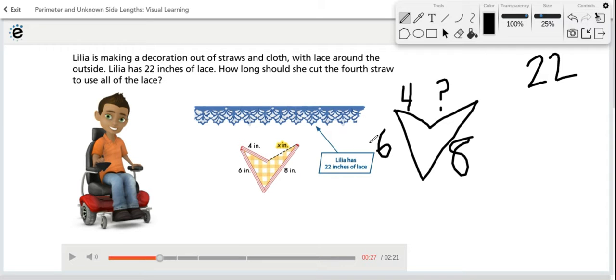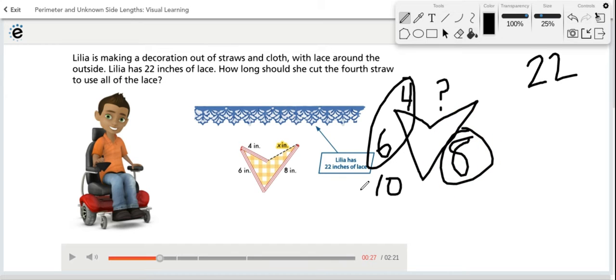So we have 6 and 4, which is 10. So I'm going to circle those 2. Go ahead and do that on your paper as well. And then I'm going to write down 10. 10 inches towards my perimeter so far. And then we have 8 left. So I'm going to add that 8 to my 10. So I have 10 plus 8, which equals 18.